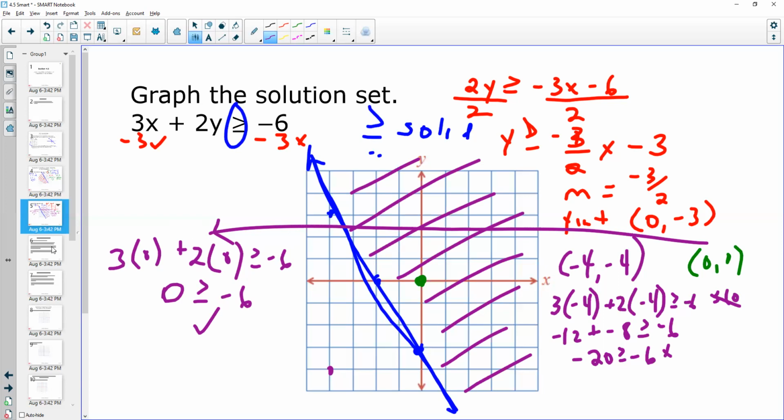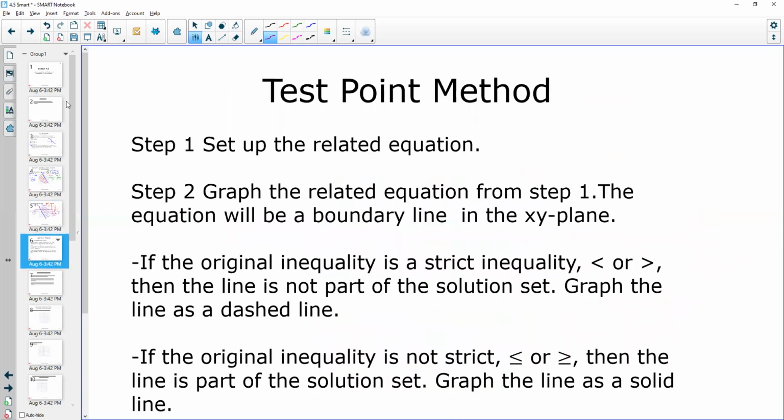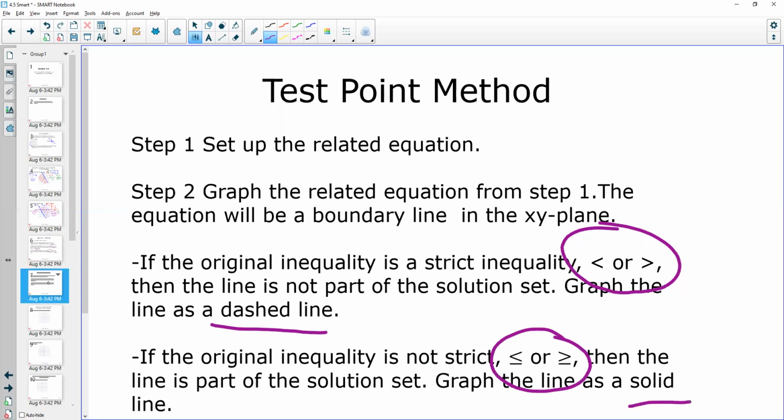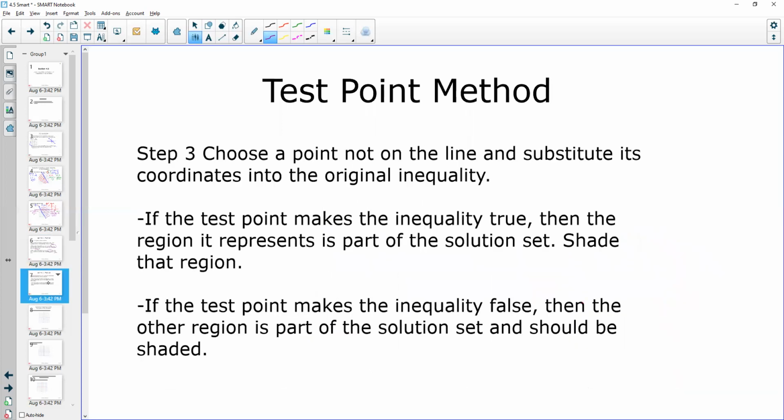This is what we call the test point method. So you set up the equation, you graph it. If the original inequality is strict, it's greater than or less than, the line is dashed. If it's not strict, equal to, it's a solid line. From there, we choose a point not on the line, on each side of the line. If it makes it true, then we shade that side. If it makes it false, we shade the other side. We always try one on each side.